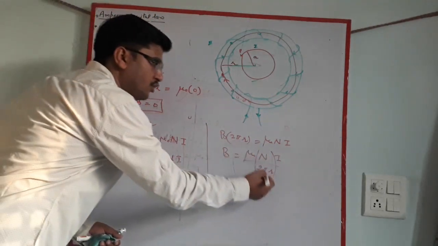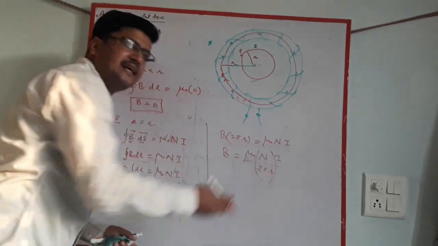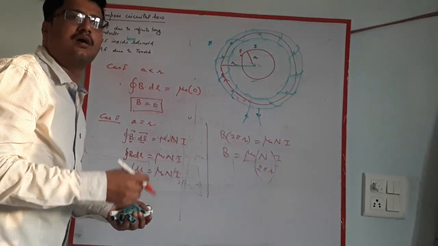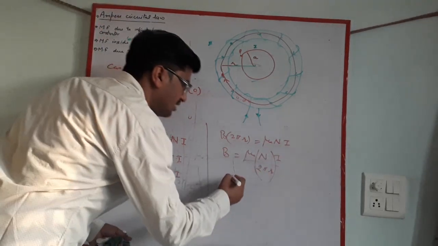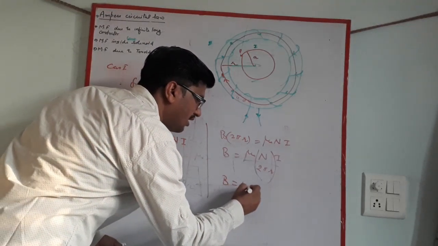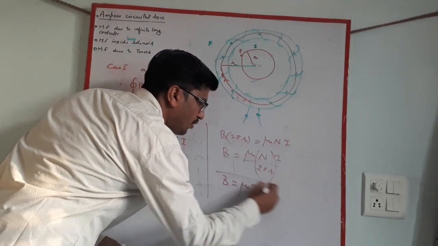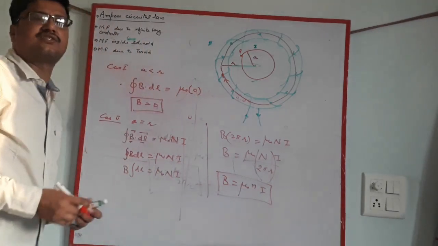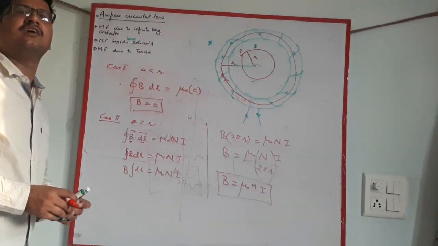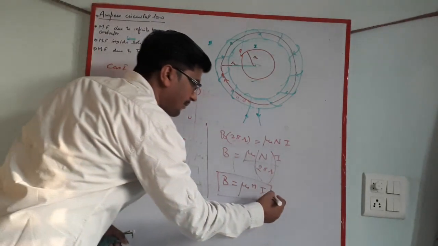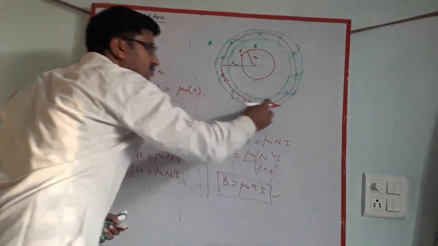So what is n upon 2 pi r? Number of turns upon total length. That means the number density of the turns. So B is equal to mu naught small nI, where small n is the number density of the turns, the number of turns per unit length. So this is the magnetic field inside the toroid.